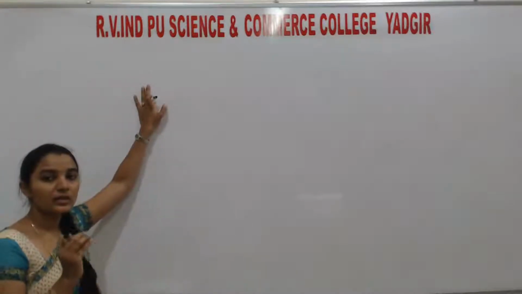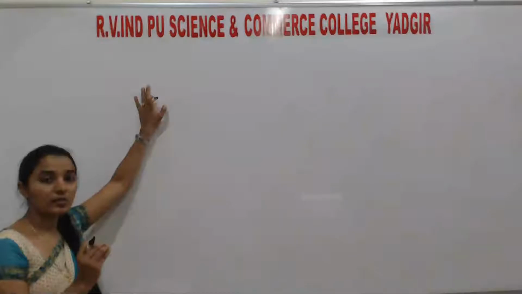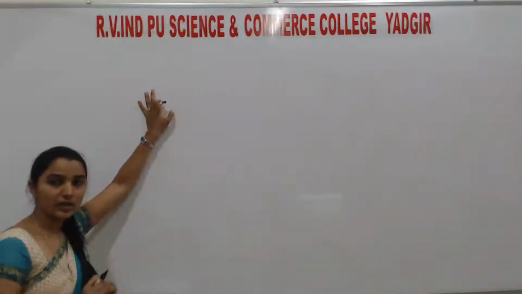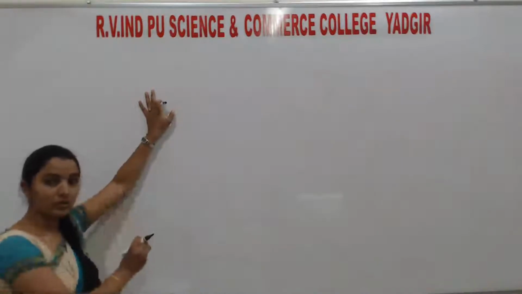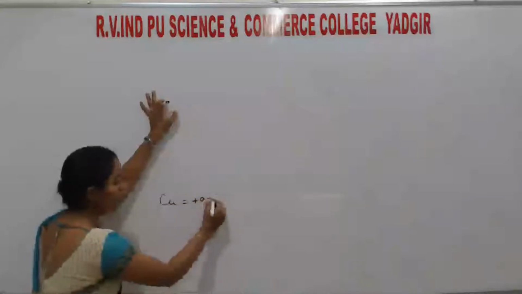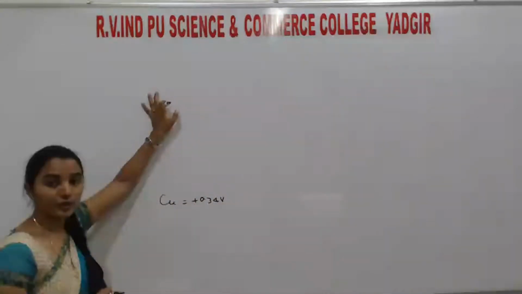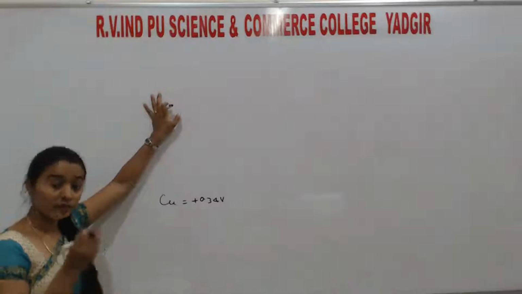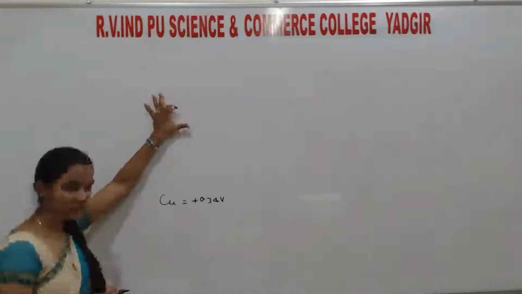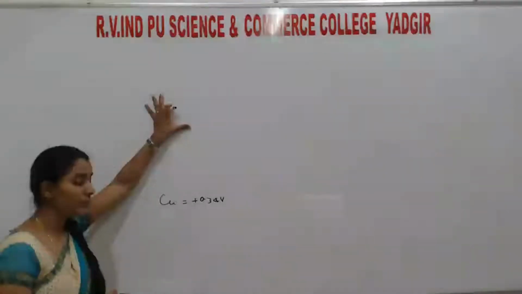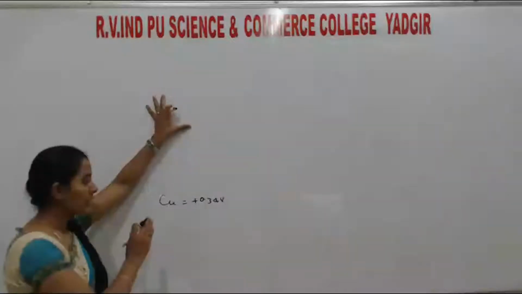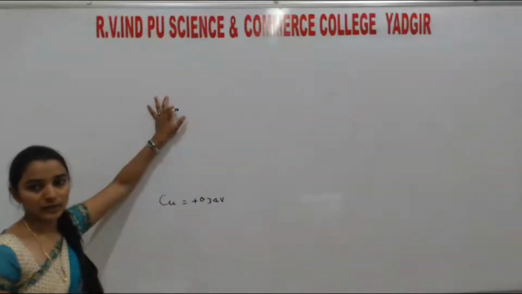Nernst introduced an equation for calculating the electrode potential of individual electrodes. How to calculate, I told you. Copper is plus 0.34 volt. How did this 0.34 volt come? That is explained by the Nernst equation. By using that equation, we can calculate the EMF of the cell.